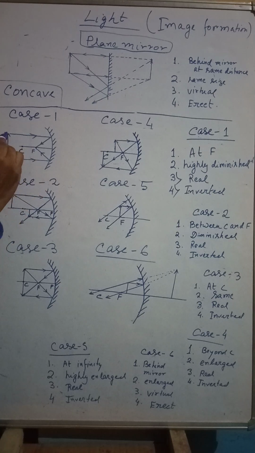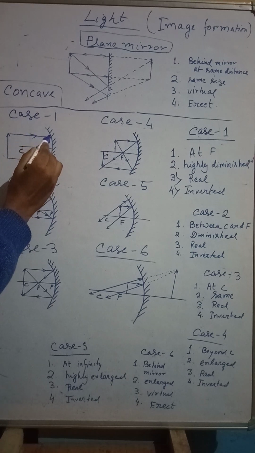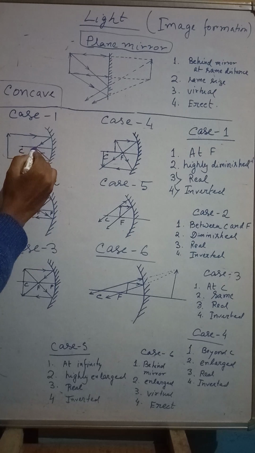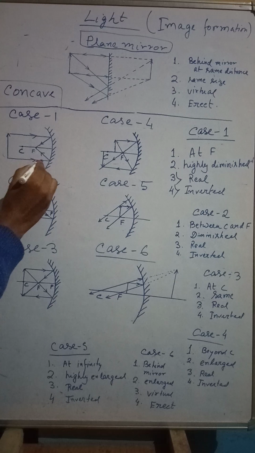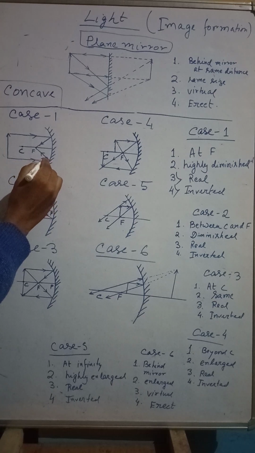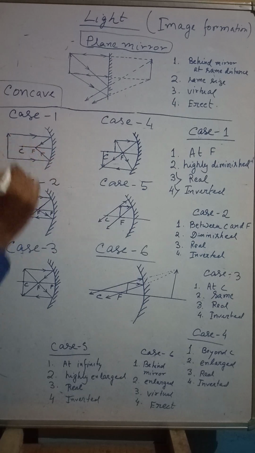Here this is an incident ray parallel to the principal axis. This is the principal axis, this is the incident ray. The incident ray falls on the mirror and reflects from the mirror. After reflection, this is the reflected ray, and it goes through the focal point. This is another incident ray, and after reflection the reflected ray also goes through the focal point. These two reflected rays actually meet at the focal point.